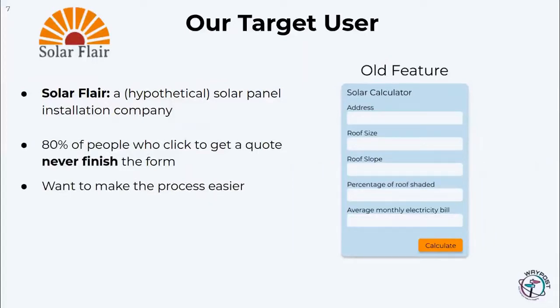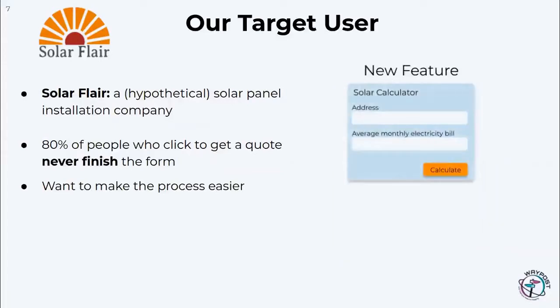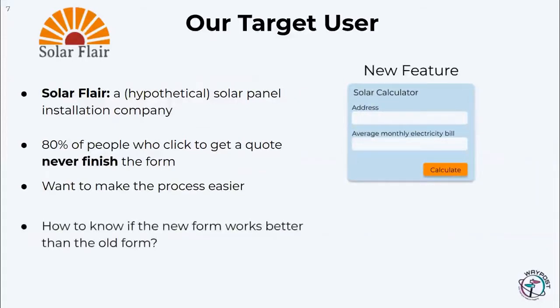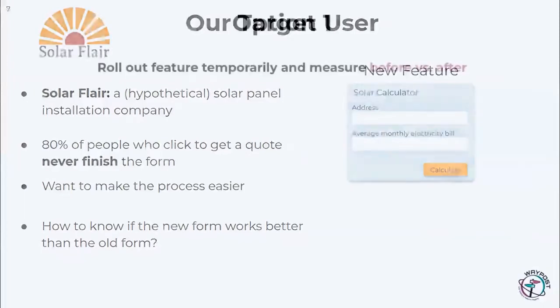It's theorized that the reason for this is that filling out the form is too tedious for customers. To increase the odds that a user submits the form, they design a new version which utilizes third-party software to calculate the quote. This software only needs the user's address and uses satellite and climate data to make the calculation. To know whether the new feature helps more customers complete the form, they'll need a way to measure the difference between the old form and the new one. Let's see how they can do that.